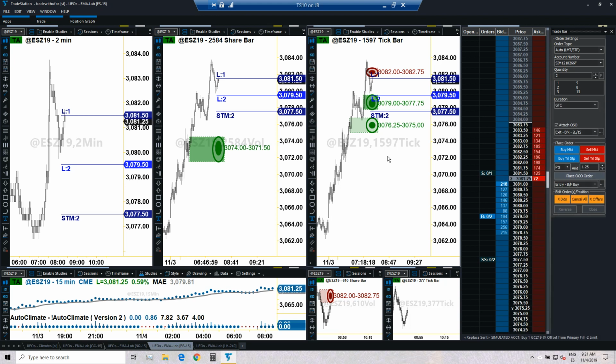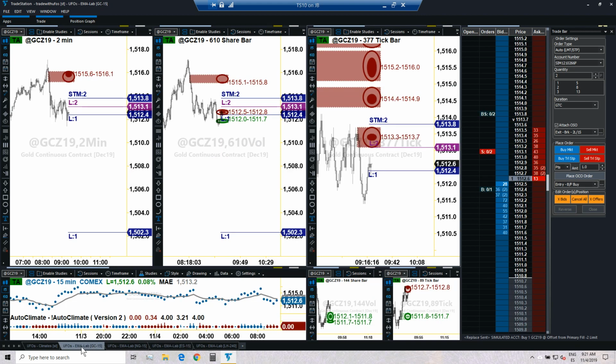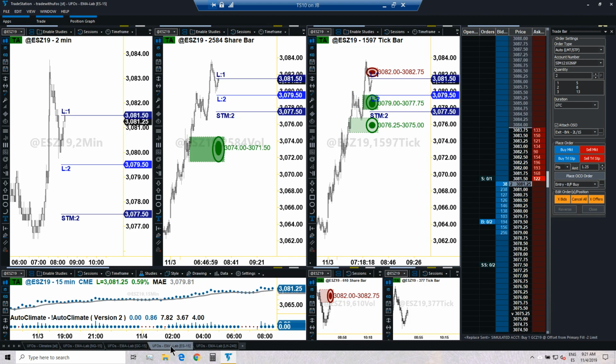Anyway, getting ready for everything, just loading our arsenal of guns to be ready to take advantage of what the market provides us on a daily basis. So gold waiting to get filled, S&P waiting to get filled.